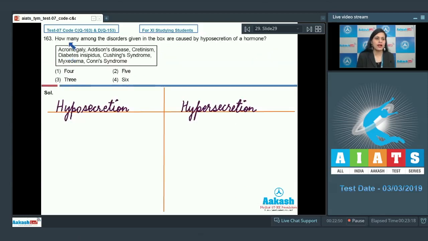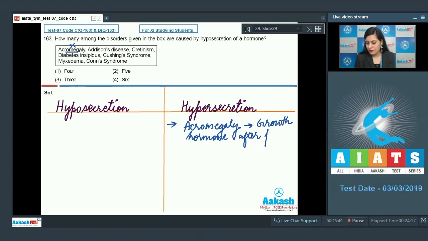Question number 163. How many among the disorders given in the box are caused by hyposecretion of a hormone? And the disorders are acromegaly, Addison's disease, cretinism, diabetes insipidus, Cushing's syndrome, myxedema and Conn's syndrome. The very first disorder, acromegaly, is incorrect because acromegaly is caused due to hypersecretion of growth hormone after puberty.